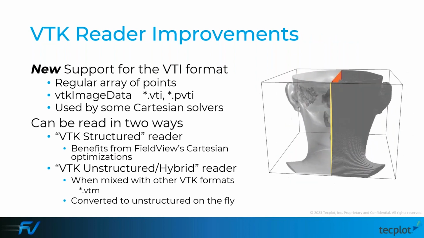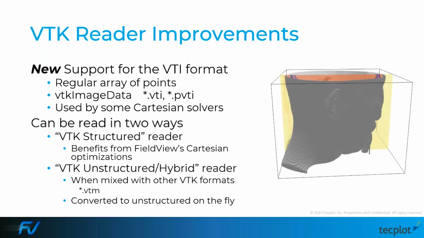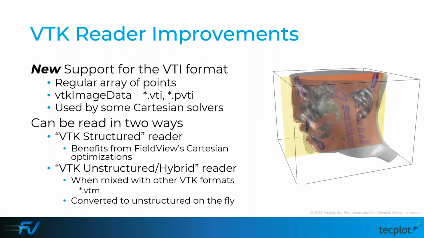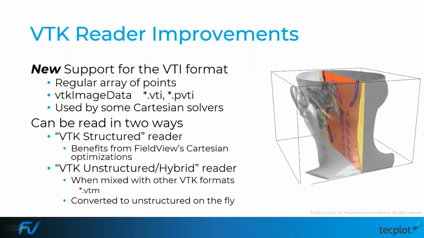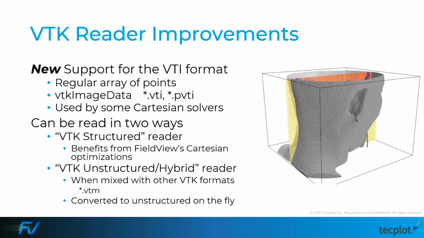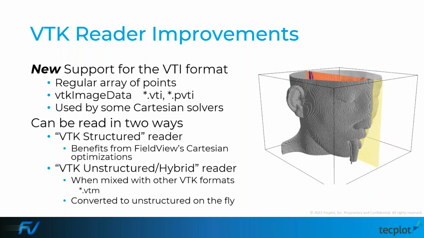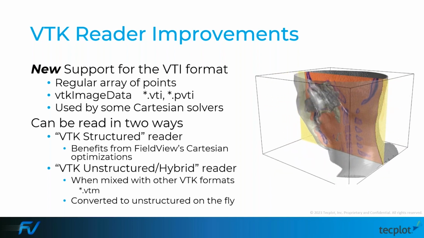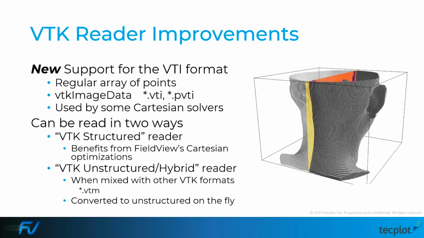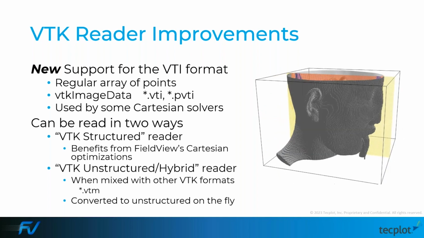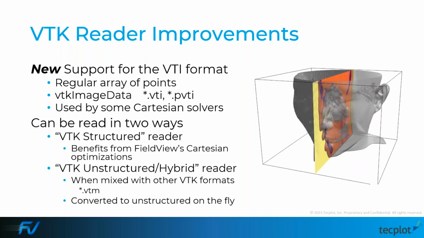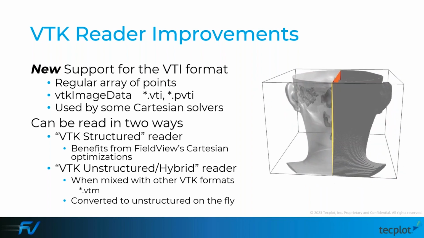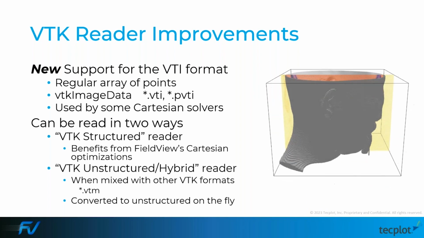Moving on to our typical section on readers, we try to improve and increase the number of readers that we support with every version of FieldView. In this one, we did a lot of work around VTK. There was particularly a sub-format of VTK that we are not supporting yet, called VTI. So VTI is the VTK image data. It is a regular array of points, as we are seeing in the data set on the right, meaning that it is really regular. You've got to think about it like an image in 3D. That's really where that's coming from.